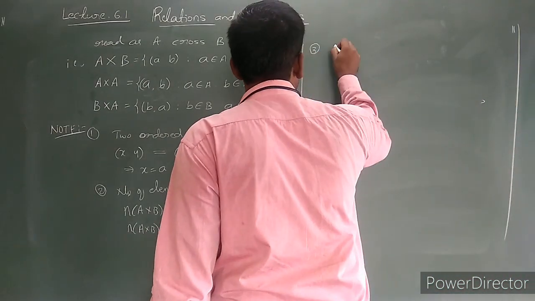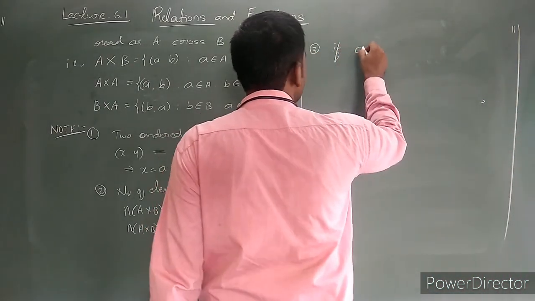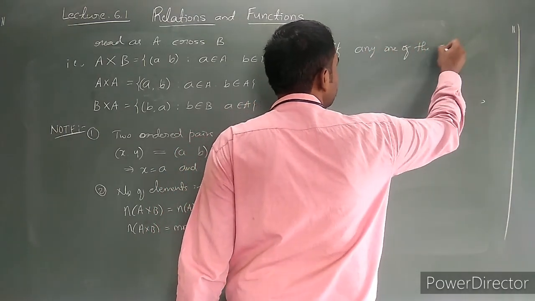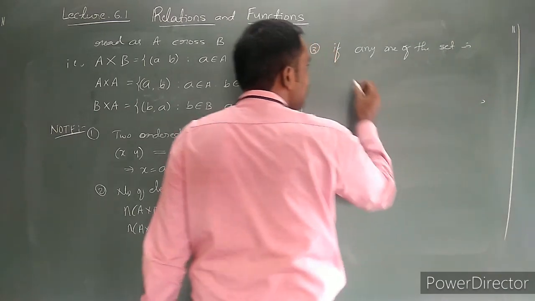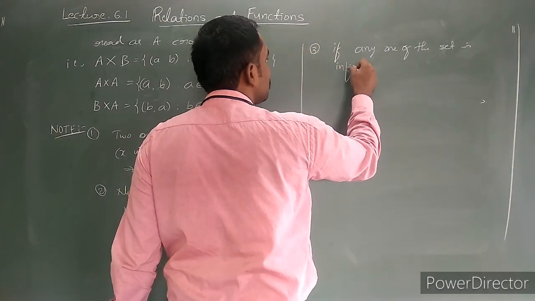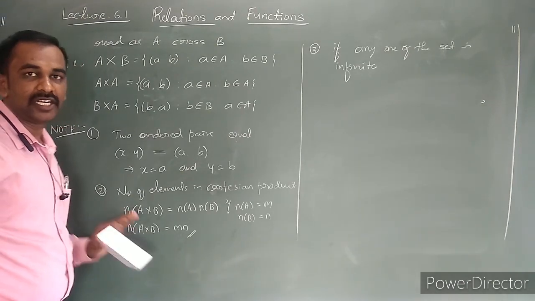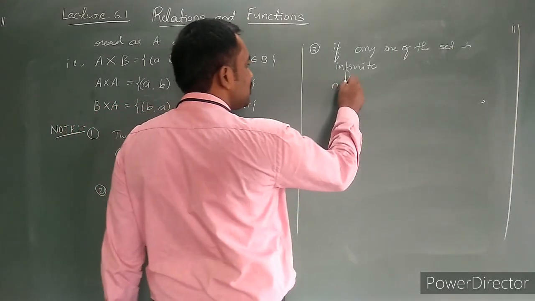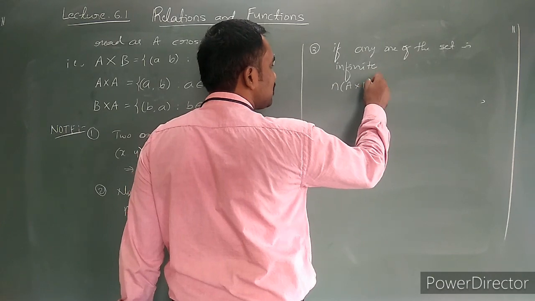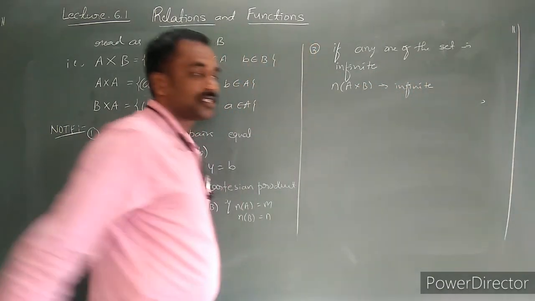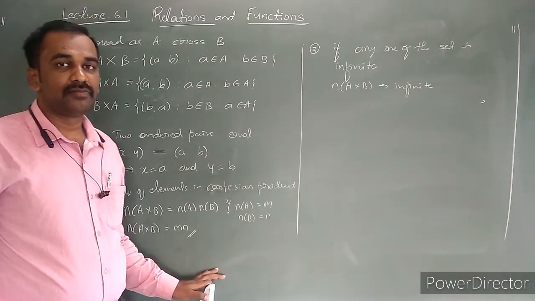Suppose, third, if any one of the sets is infinite, either A is infinite or B is infinite, then what is the number of elements present in the Cartesian product? That is also an infinite number of ordered pairs we will get.